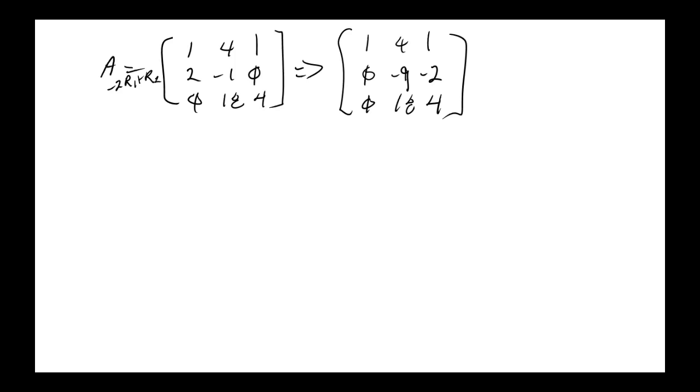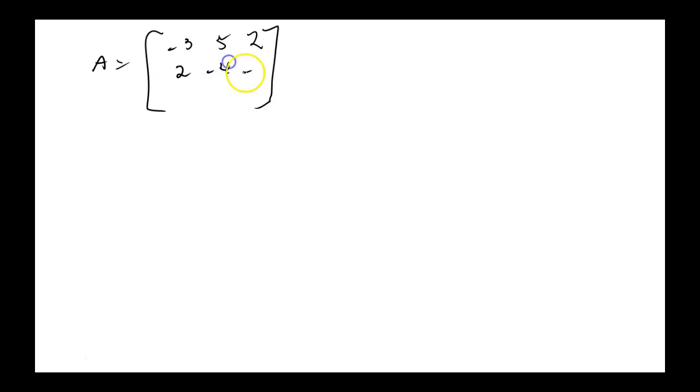Here's our new matrix A. -3, 5, 2. 2, -4, -1. -3, 0, 6. All right. What might you choose to do first?